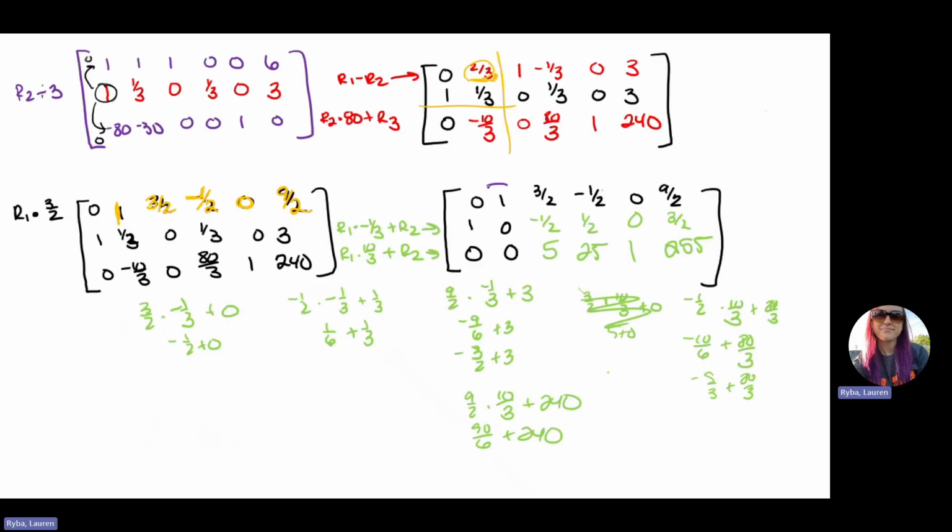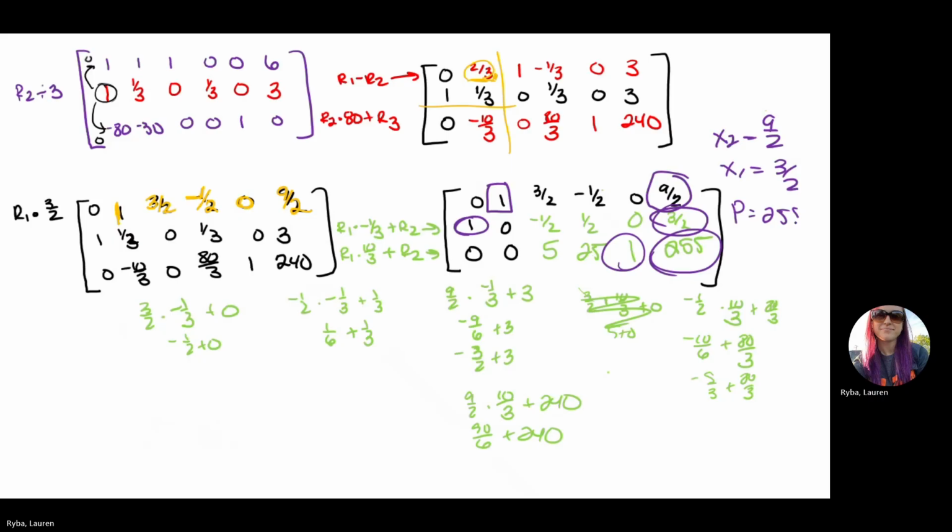Okay, so final answer. 1, 9 halves. That's in the second spot. So x2 is 9 halves. x1, 3 halves. P is 255. And if you look, that's the second problem we did, which with the table was a lot faster than that.